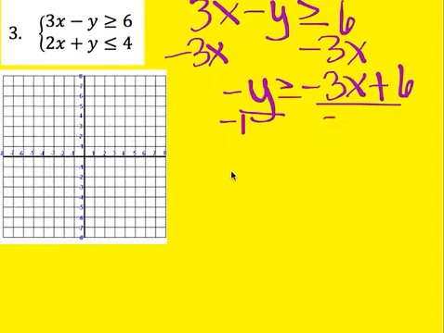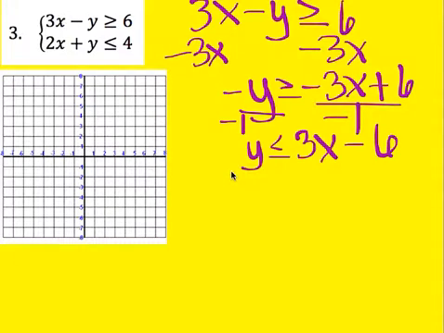So I'm going to go ahead and divide both sides by a negative 1. Now if you're thinking back to when we first started inequalities, you'll remember that when you divide both sides by a negative number, you need to flip that symbol. So I'm going to go ahead and do that. Negative 3x divided by negative 1 is going to become a positive 3x. 6 divided by negative 1 is going to become a negative 6.